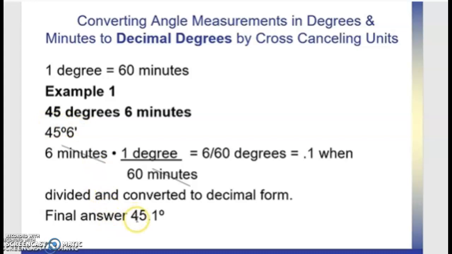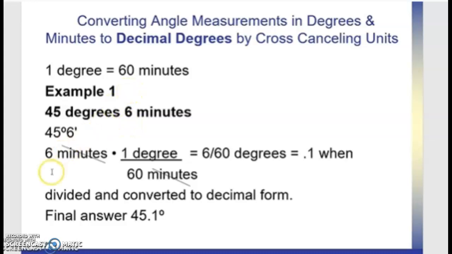45 degrees is already in degrees. We do not have to do anything with that. However, the 6 minutes must be converted to degrees. So 6 minutes times our fact of 1 degree equals 60 minutes, written as a fraction so that we can cross cancel out minutes, leaving us with only the unit of degrees. So 6 minutes is equal to 6 over 60 degrees. And when we divide that, it is equal to 1/10 or 0.1. So a final answer of 45.1 degrees is what 45 degrees and 6 minutes is equivalent to in decimal degrees.